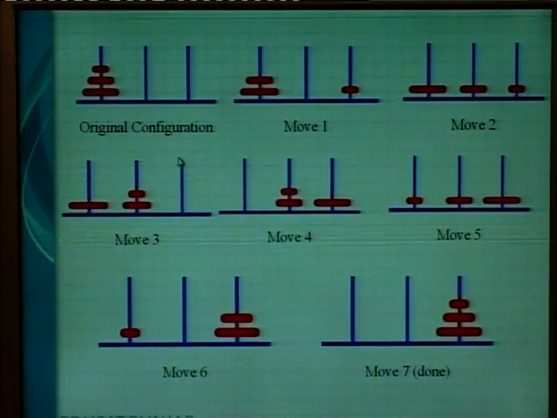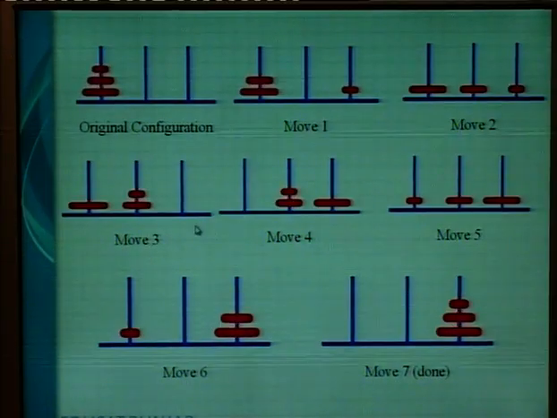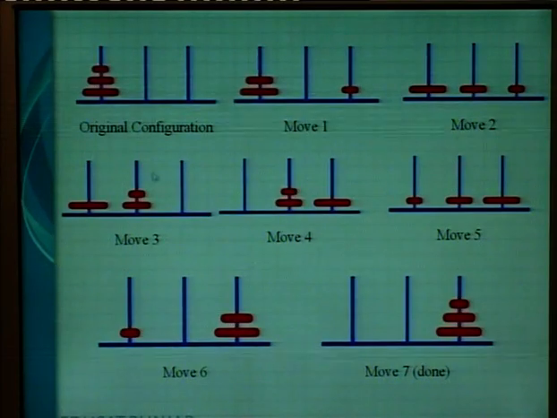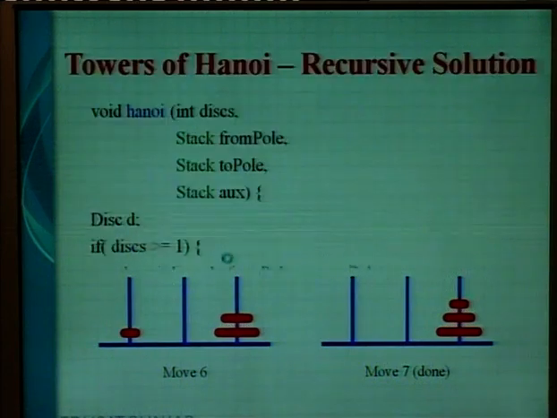This means 2 raised to power 3 minus 1. So, the total number of moves required to solve the towers of Hanoi problem with n disks is 2 raised to power n minus 1. Here n was 3. So, 2 raised to power 3 is 8, 8 minus 1 is 7. If there are 4 disks, we will require 15 moves, 2 raised to power 4 minus 1.